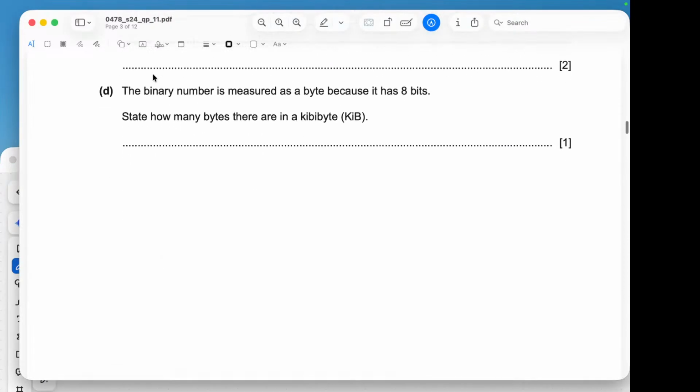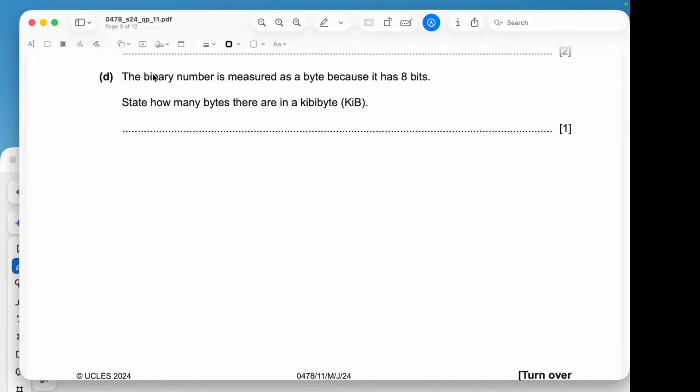The binary number is measured as a byte because it has 8 bits. State how many bytes are in a kibibyte. How many bytes are in a kibibyte? Yeah, and a couple of you already got that right.